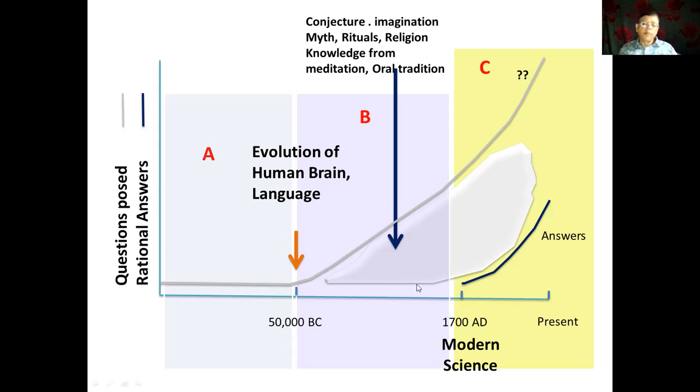So the period in between, which I marked here, was where the myths, the rituals, the religion, knowledge from meditation, oral traditions, etc. developed. Keep this in mind: how do we look at the past? We look at the past as a phase older than 50,000 BC, the animal-like phase where our instincts evolved. Then the next phase, where our ethos evolved. And now the phase of modern science.